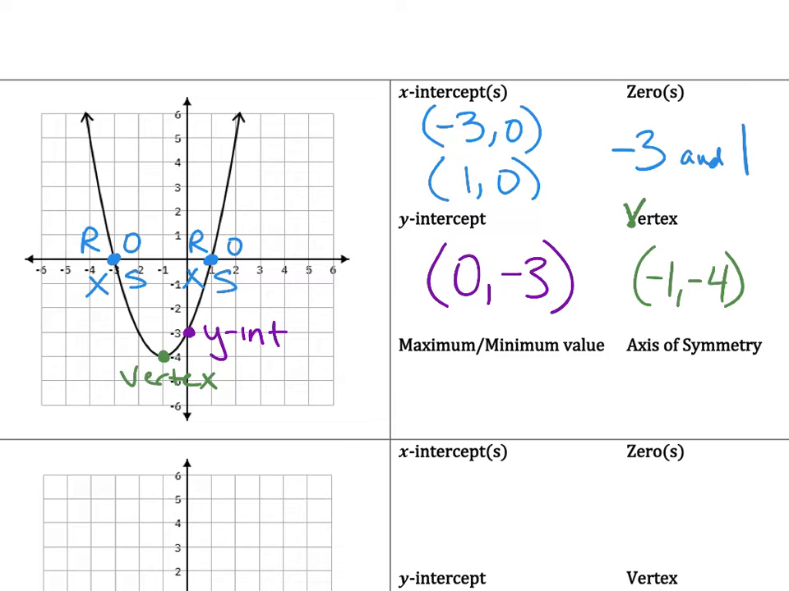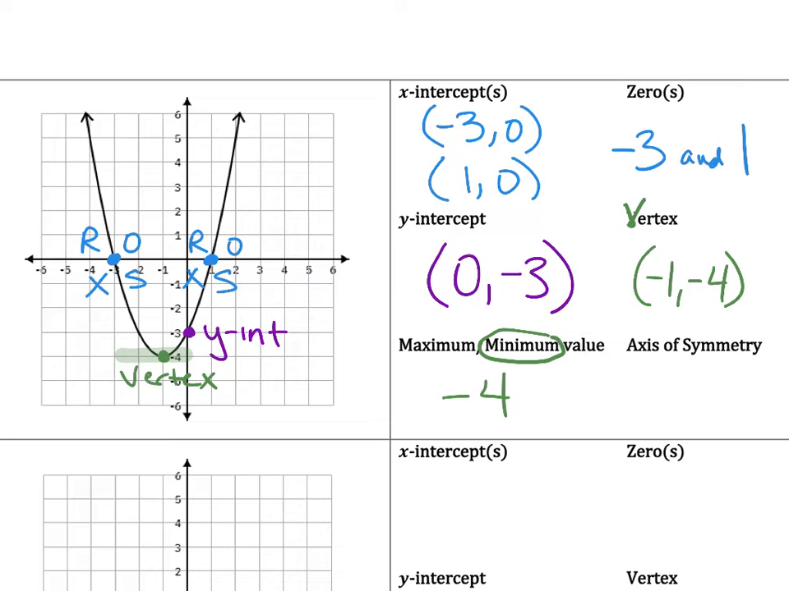Now, this vertex, is it a maximum or a minimum? Minimum, because it's the lowest point. So we're going to circle minimum, and then we're going to say what that lowest value is. How low does it go? -4 is the lowest it goes. So my minimum value is -4.